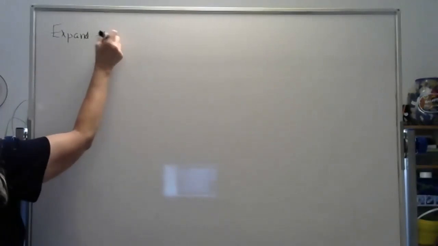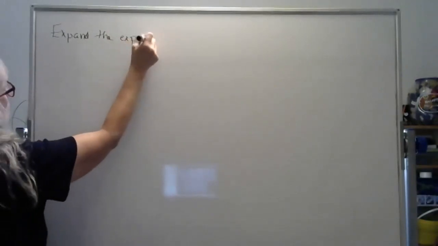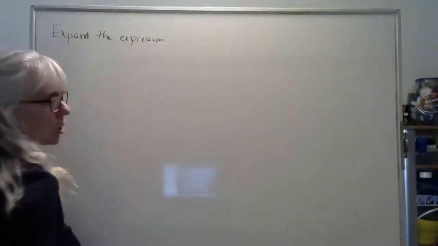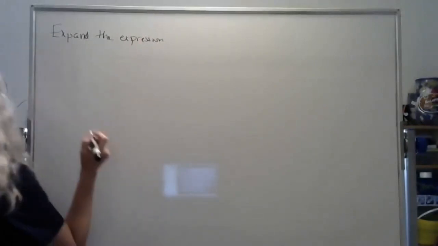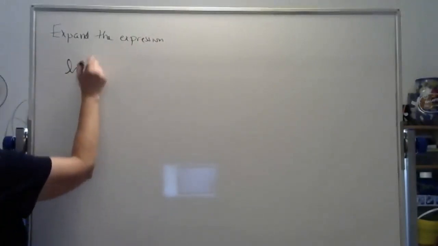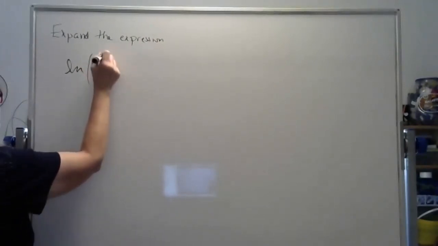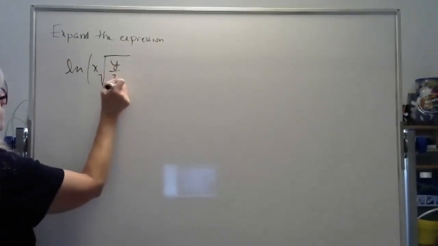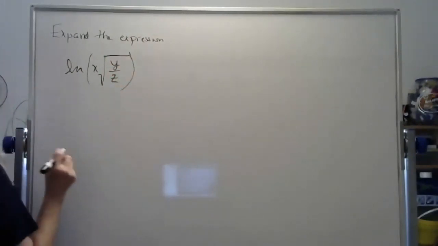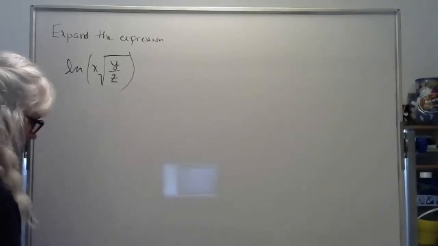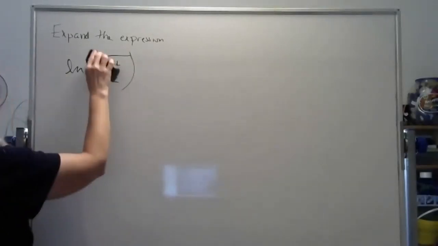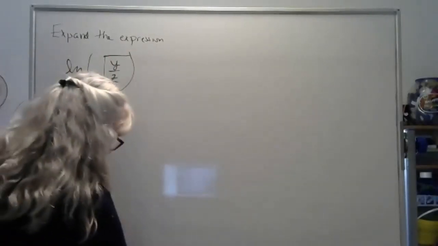Okay. So I want to expand the expression. And we're doing that using our log properties. So what if we have the natural log of the quantity x times the square root of y over z. So that's an x times the square root of y over z. Sorry, looks like that x is the root. It's not, it's x times that.